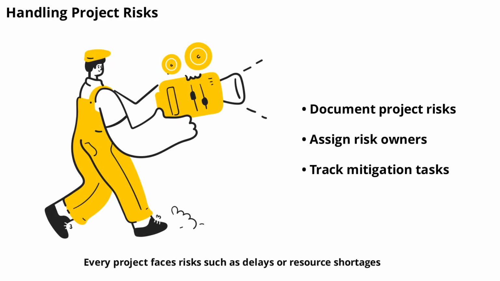Every project faces risks, such as delays or resource shortages. Use your ATS to document potential risks and assign owners to monitor them. Create tasks for risk mitigation and track their progress. Proactively managing risks helps you respond quickly to challenges and keeps your project on track.